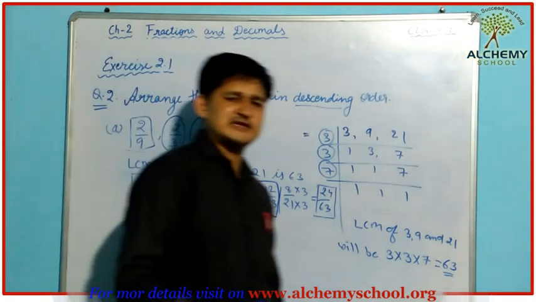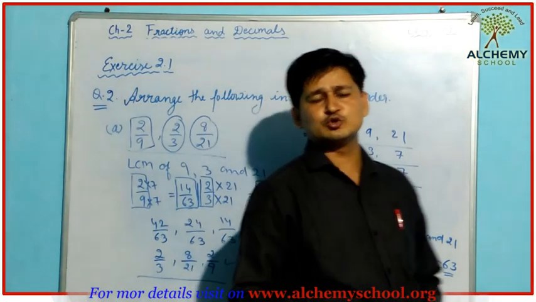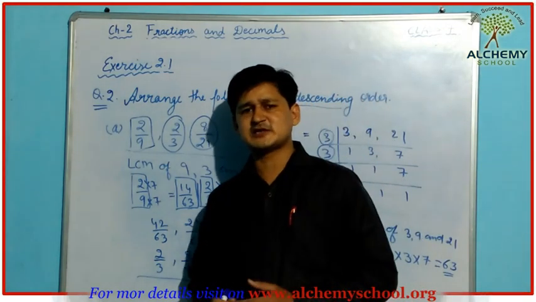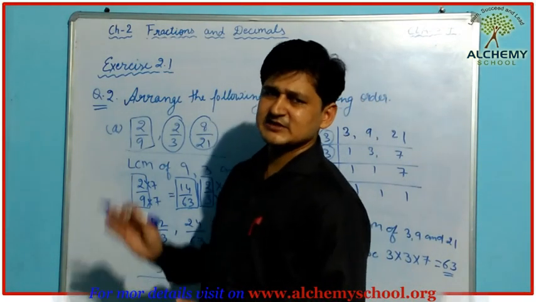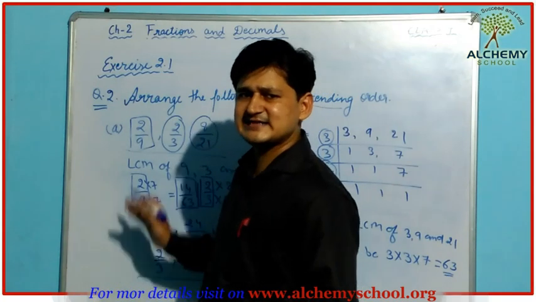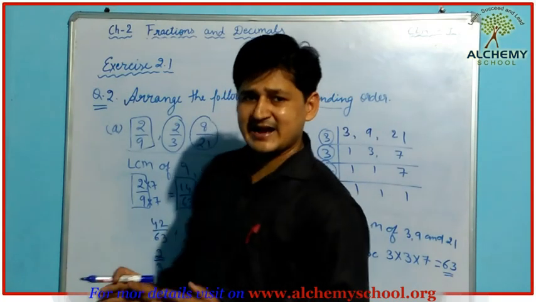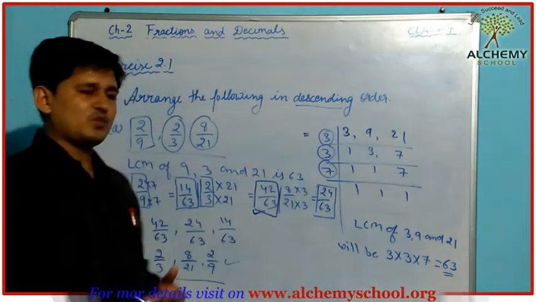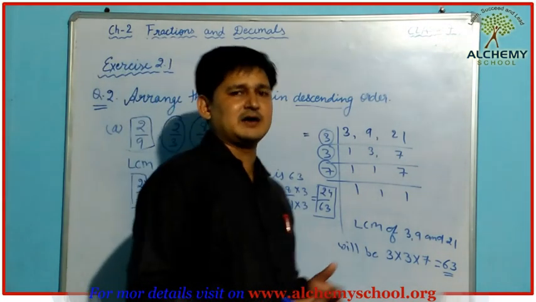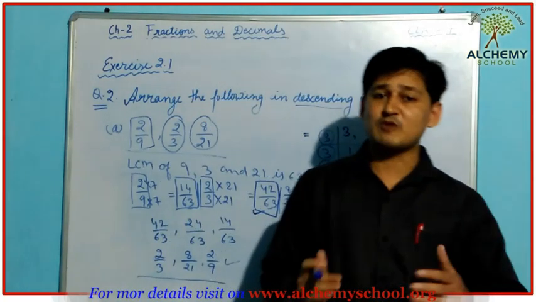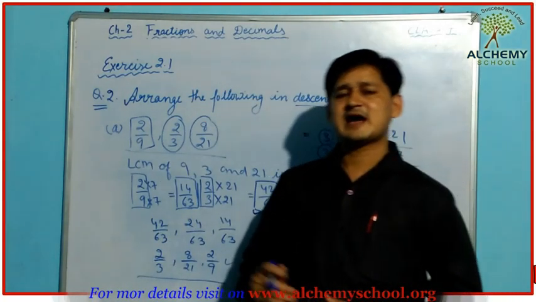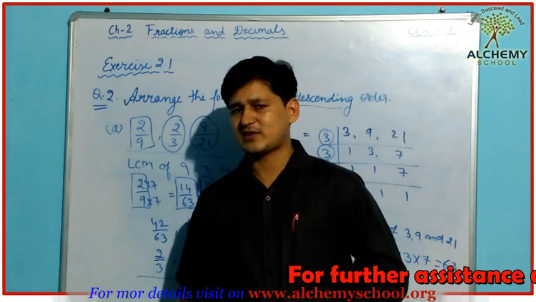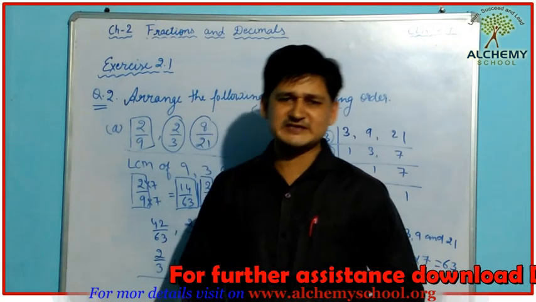Students, today we have seen how we can add two mixed fractions, how we can subtract two mixed fractions, and how we can arrange fractions in descending order. We can arrange them in ascending order also by applying the same procedure. When we are arranging in ascending order, that time we have to write the smallest value first, and then after that the greater values. So practice these questions.